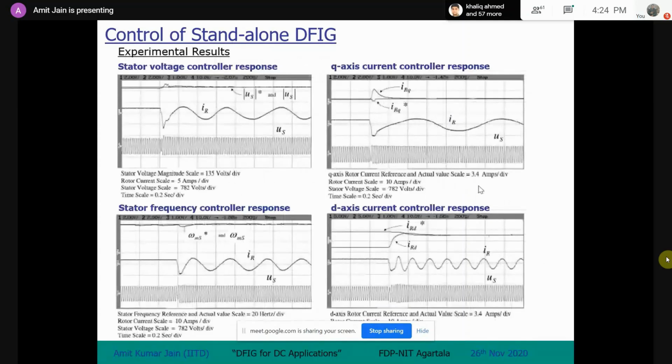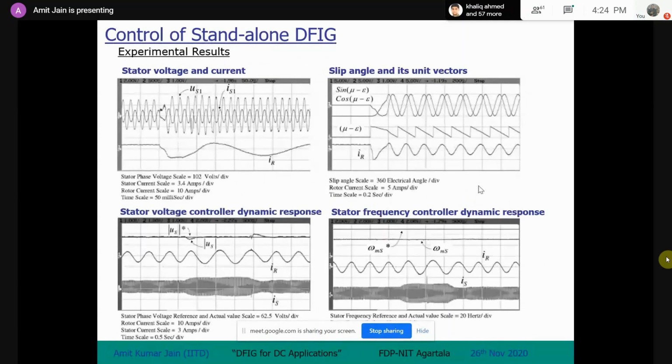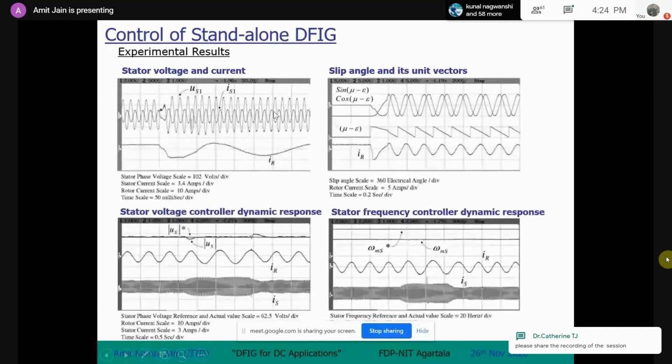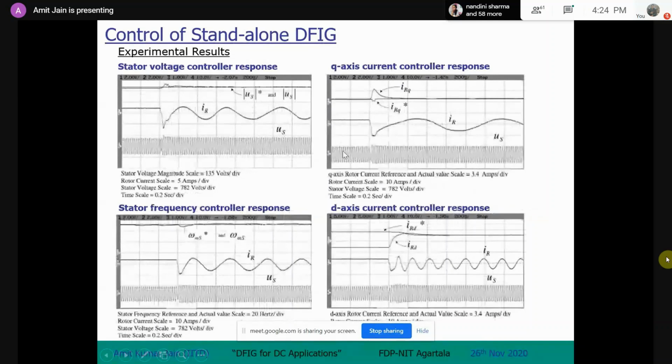These are the results for a DFIG AC system. We are able to generate and maintain the grid. This is the performance of the grid side: the grid voltage magnitude controller and the frequency controller. If both are maintained, you are able to maintain the grid. Then you have a current controller on the D and Q axis of the rotor winding. They are able to track.